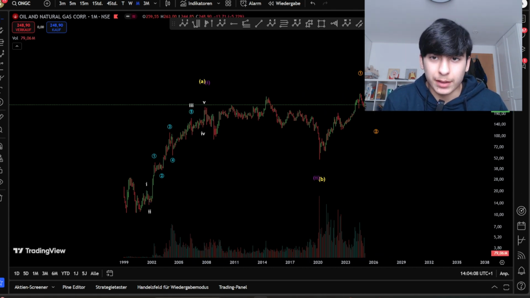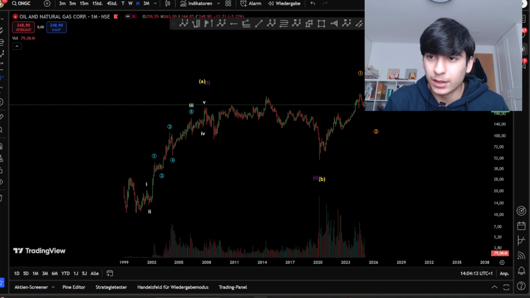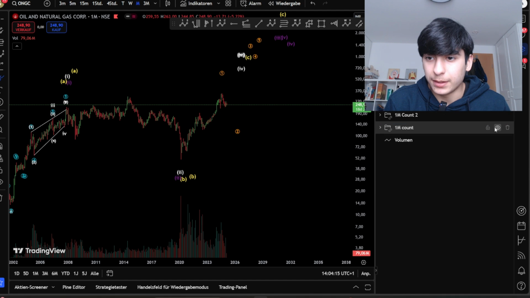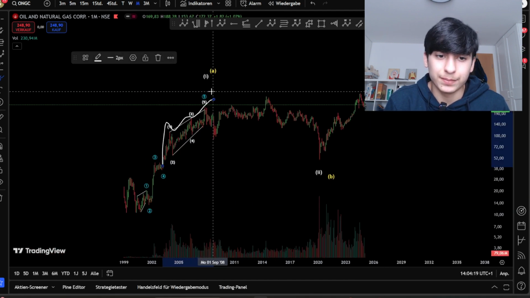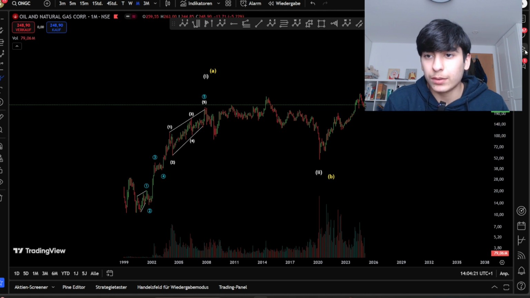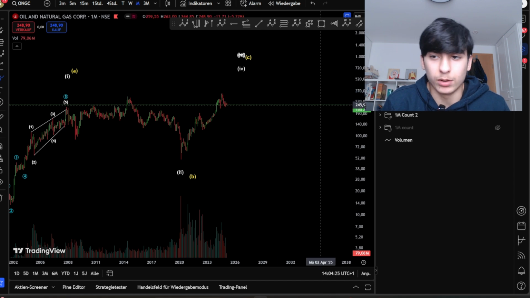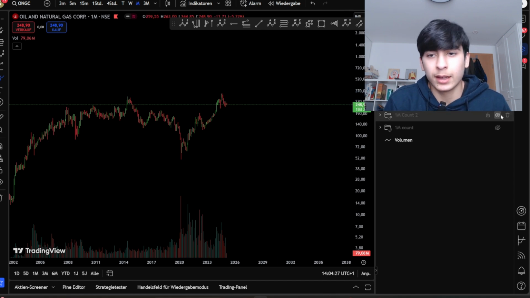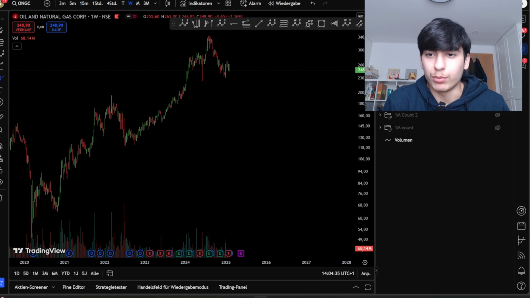Now, the other scenario is simply another way to count this impulse to the upside if it interests you. This is then this way to count this, where you have an ending diagonal. Now, what is interesting is this structure, because this is simply the most interesting thing we are looking at right now. So let's drop down to the weekly time frame, and then I will guide you through my counts.